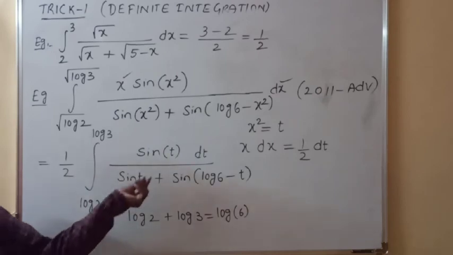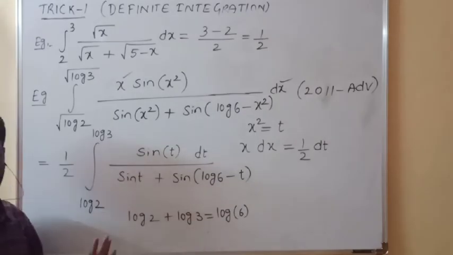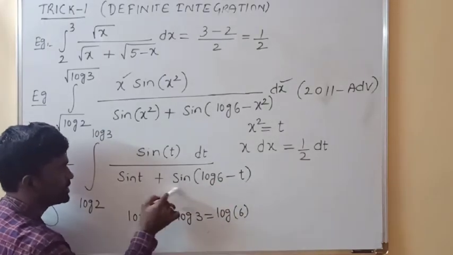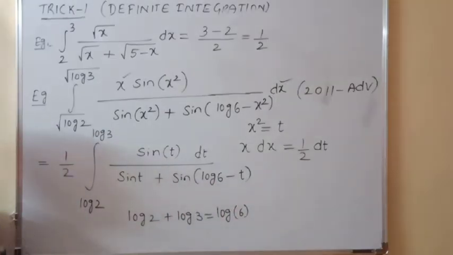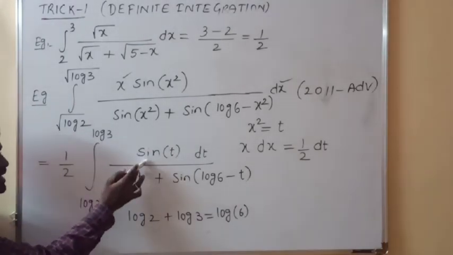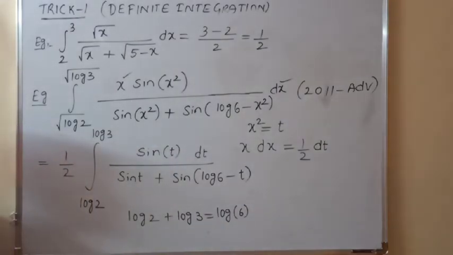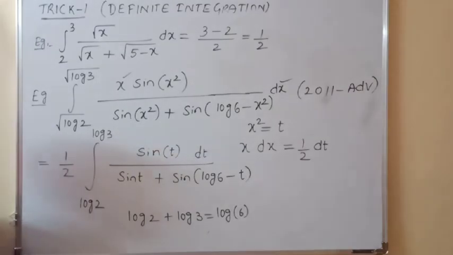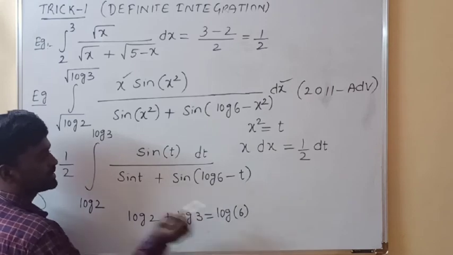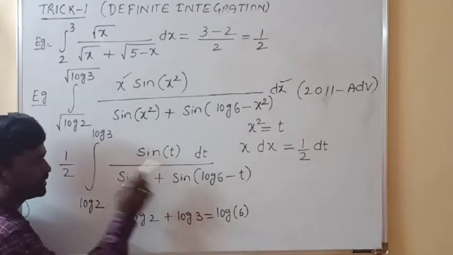Correct? So now, if you take this as f of t, because your variable is t, we have to check whether it is f of (a plus b minus x) or not. That means f of (a plus b minus t), because here the variable is t. So if you take this as f of t, then this becomes clearly f of (a plus b minus t), because a plus b is log 6. So if you replace t by log 6 minus t in this function, you get sine of (log 6 minus t).